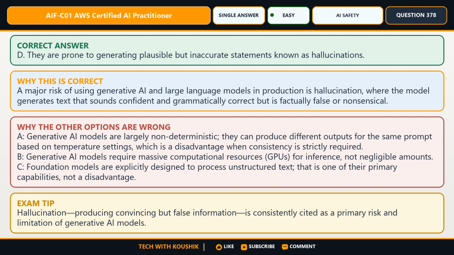The remaining options fail one or more requirements because A. Generative AI models are largely non-deterministic. They can produce different outputs for the same prompt based on temperature settings, which is a disadvantage when consistency is strictly required. B. Generative AI models require massive computational resources, GPUs, for inference, not negligible amounts. C. Foundation models are explicitly designed to process unstructured text. That is one of their primary capabilities, not a disadvantage. Exam strategy. Hallucination, producing convincing but false information, is consistently cited as a primary risk and limitation of generative AI models.